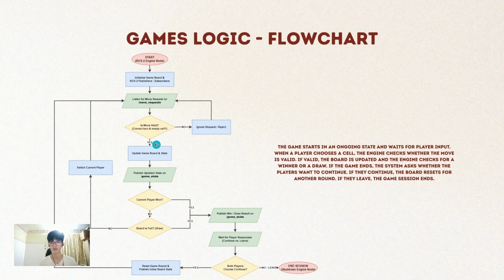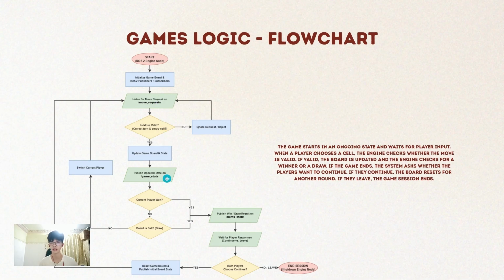And if it is valid, it will update the game board and game state. And afterward, it will publish that updated state on the game state. And then it will check the condition if the player has won yet. If they haven't won yet, it will check again if the board is full yet. If the board is also not full, it will switch the current player to the other player.